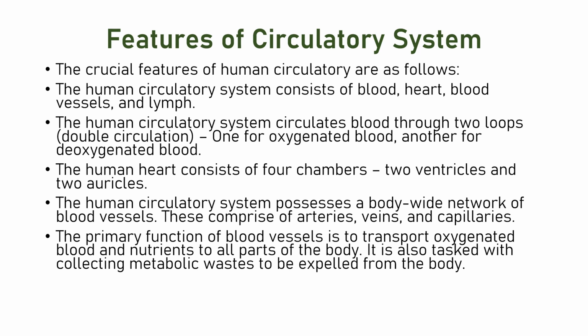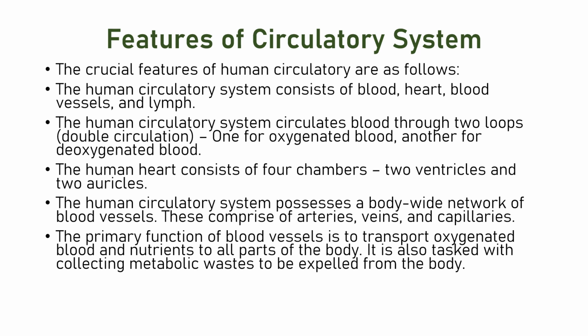And then our circulatory system is a double circulation system, right? That means, in very simple terms, the blood comes and goes out from the heart twice, right? This we are going to know in more detail in the further slides. Now the human heart is a four chambered heart, right? We have two auricles and two ventricles, right? Then our circulatory system has a wide network of blood vessels, right?